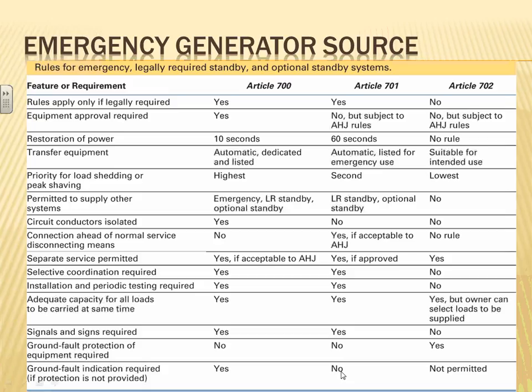In 2011, they changed it. If you want to change that one into yes now, that was changed in 2011. So you have to have an indication required for a ground fault. So you have to have a ground fault sensing, if the feeder is 1,000 amp, only if the feeder is 1,000 amp 480-277 system. And you also have to alarm that you have a ground fault in both legally required and emergency systems.